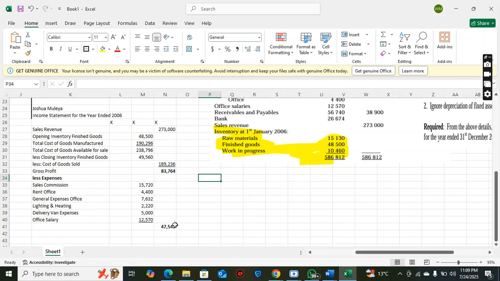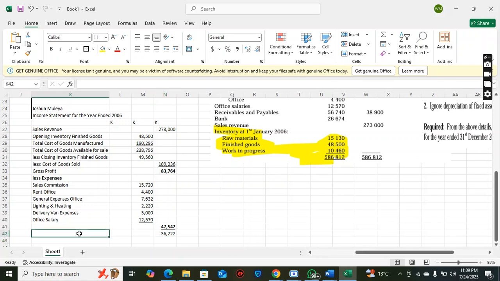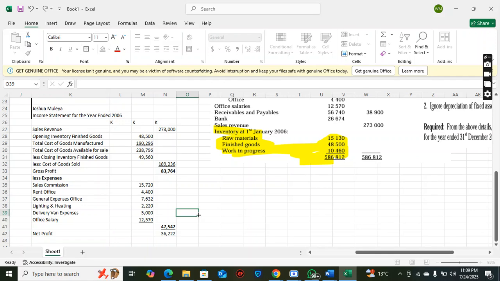Okay, so these are our total office expenses, or the periodical expenses. So we now want to get our net profit. 83,764 minus 47,542. We get 36,222. Okay, that is our net profit. Any questions? We are done with the statement.